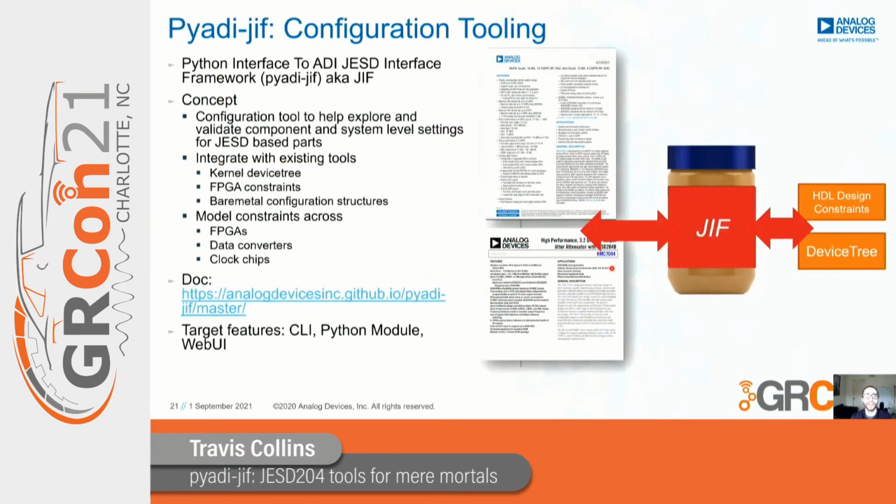And so at a very, very high level, JIF, or pyadi-jif, JIF for short as we call it, is really the glue between the logic and the rules that you might see in a data sheet, or the understanding in a data sheet, and the actual tools or the software interfaces that drive the different hardware components. So it's going to allow you to interface with kernel drivers, the FPGA constraints, like bare metal structures that you might use with our bare metal drivers, and allow you to map a configuration or an idea of a configuration like a sample rate into what that really means when you're actually configuring hardware.